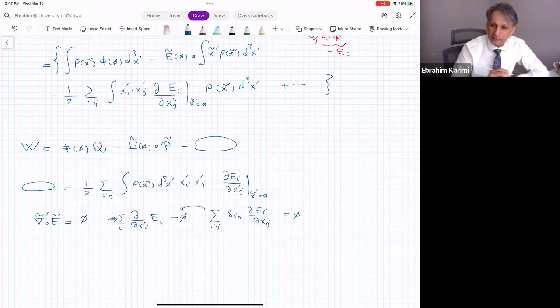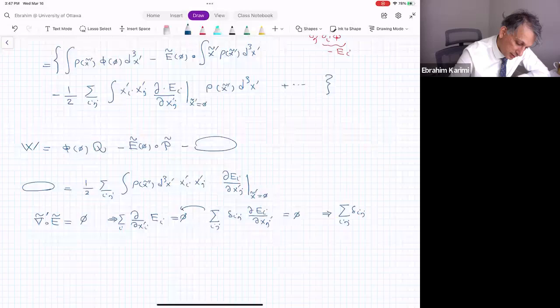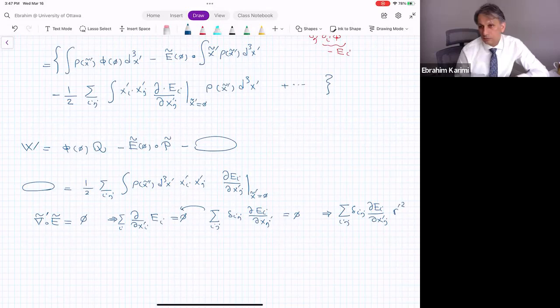Can I multiply it by r prime to the power of 2? So can I write it in this way: summation of ij, delta of ij, derivative of E i with respect to x j, r prime to the power of 2? That is a constant. You can multiply it and it doesn't matter. Whatever you do, that is equal to zero. Still, this is zero. Do you agree?